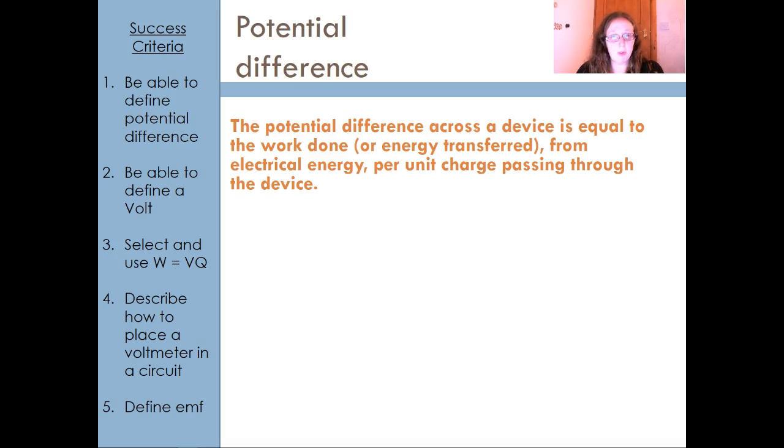So just to give you the proper definition there. So for potential difference, the potential difference across a device is equal to the work done from electrical energy per unit charge passing through the device. So with potential difference, it's important to remember it's from electrical energy. Equation is going to be V equals W over Q, so V is the one we're going to use most of the time. Can be voltage, but more often it'll be potential difference.